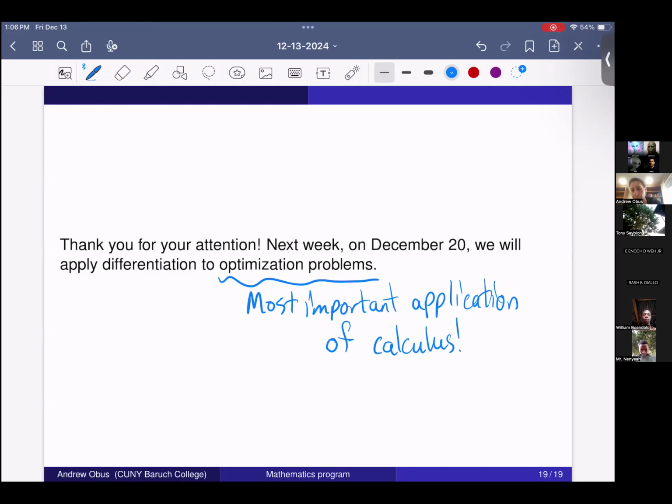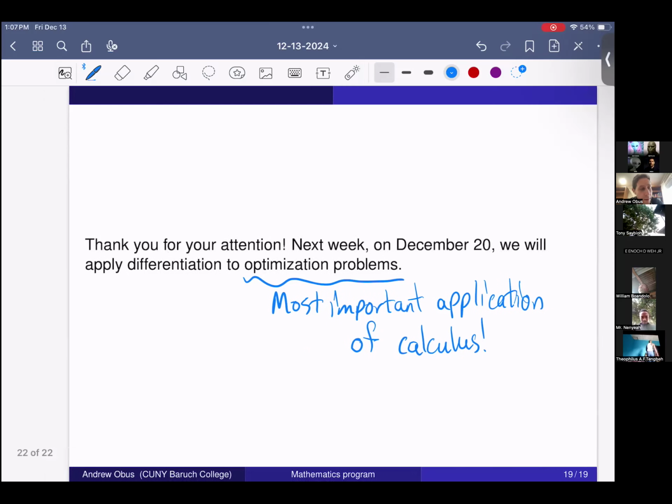Okay, this is the most important application of calculus: what do derivatives do? They help you maximize things and they help you minimize things. So we're going to spend the whole time thinking about this kind of optimization, which is partly the reason calculus was invented, to be able to do these things. That is going to be the last class of this semester, and then we're going to resume again next in January.